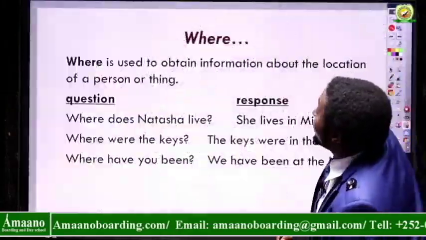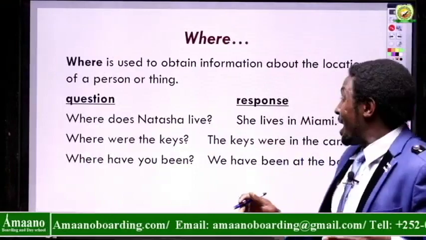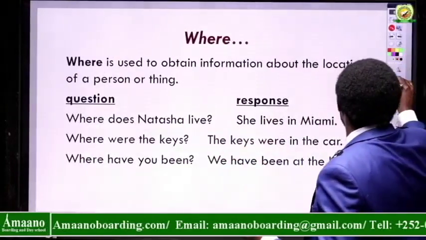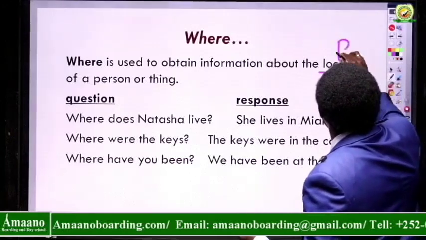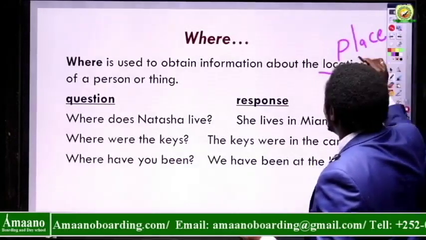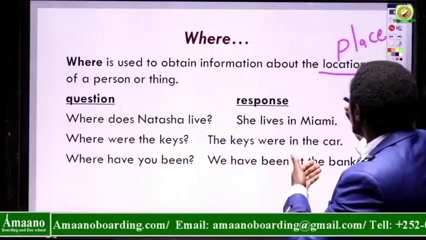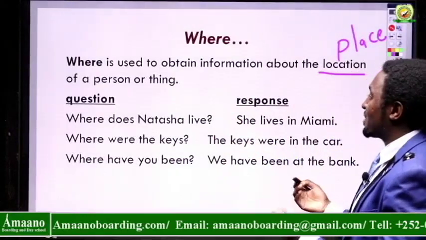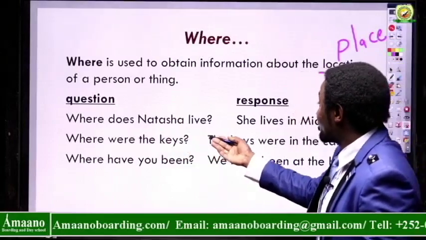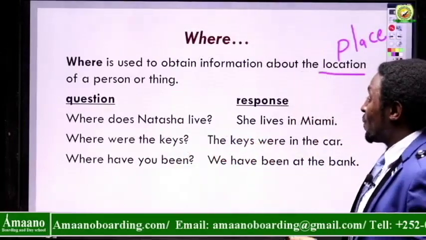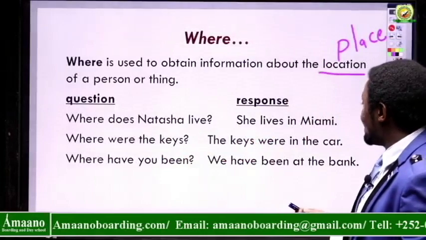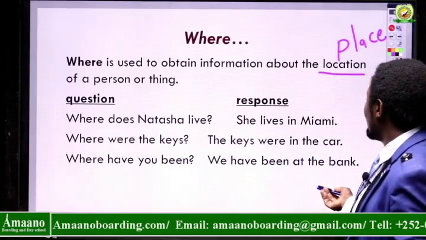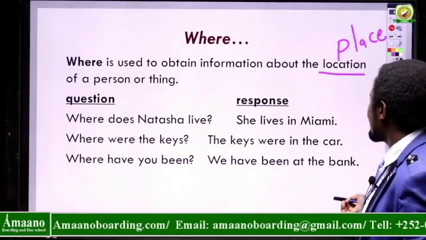Where? Where is used to obtain information about the location of a person or thing. Location could mean place. Obtaining information about the place where the person or thing is. For example, where does Natasha live? She lives in Miami. Where were the keys? The keys were in the car. Where have you been? We have been at the bank.